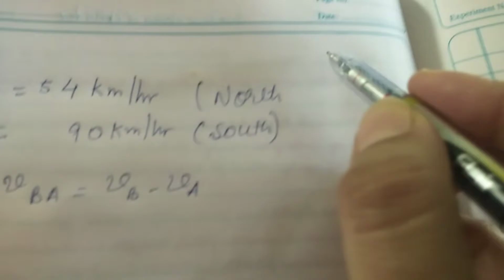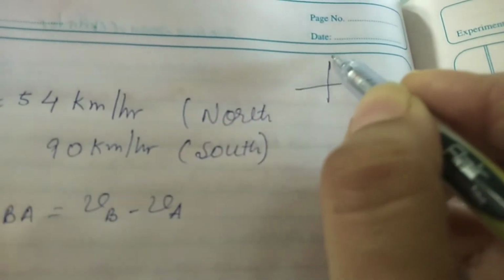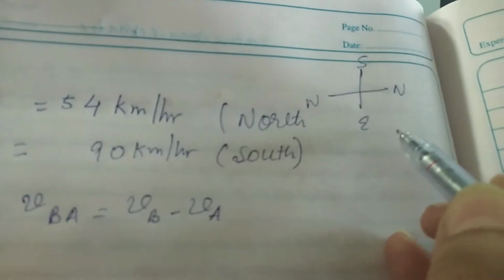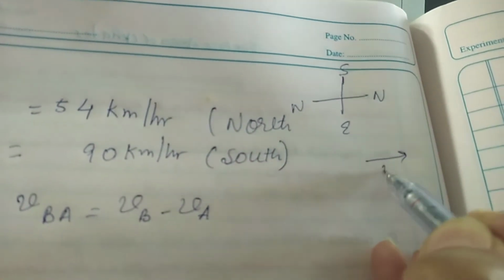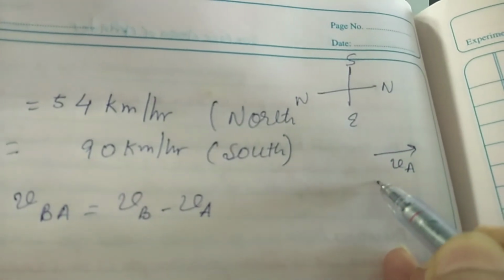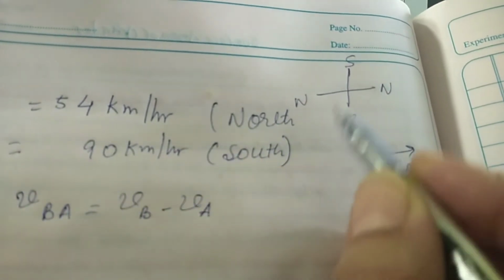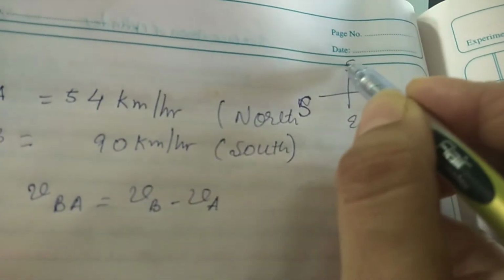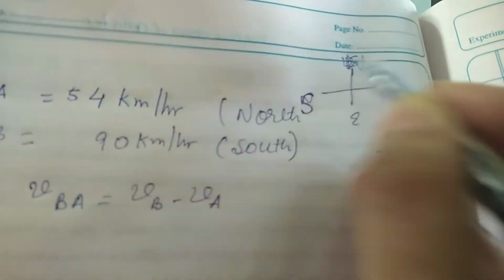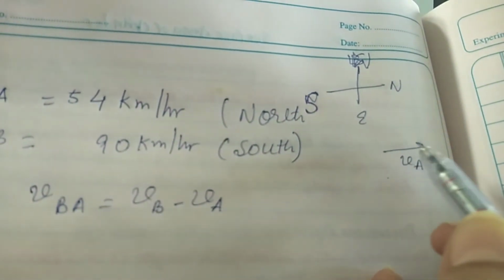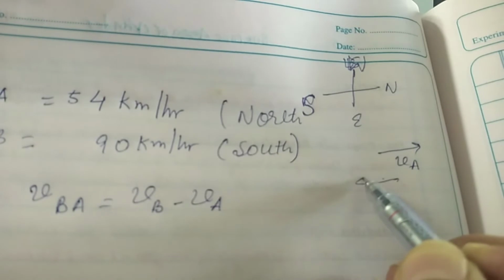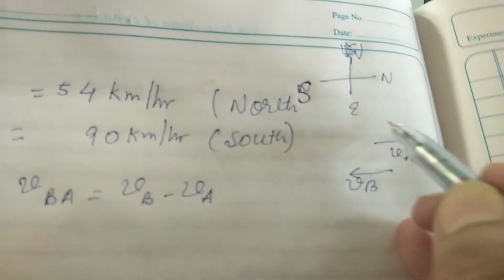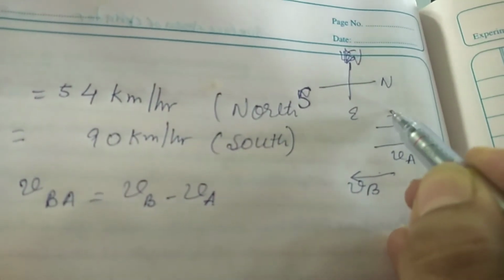Now if I draw the directions here, train A is moving in this direction. This is velocity of A. Train B is moving. This is S and this is W. So train A is moving in the north direction. Train B is moving in the south direction. So you can see both of the trains are moving in the opposite direction. So let us consider this direction I am considering as positive.